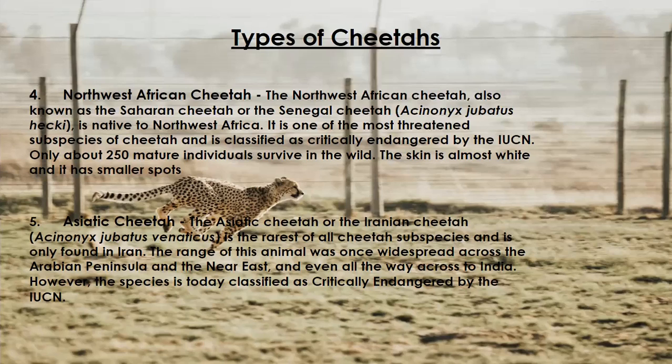Okay, and finally we have the Asiatic cheetah. The Asiatic cheetah or the Iranian cheetah is the rarest of all cheetah subspecies and can only be found in Iran. The range of this animal was once widespread across the Arabian Peninsula and the Near East, and even all the way across to India. However, the subspecies is today classified as critically endangered by the IUCN.